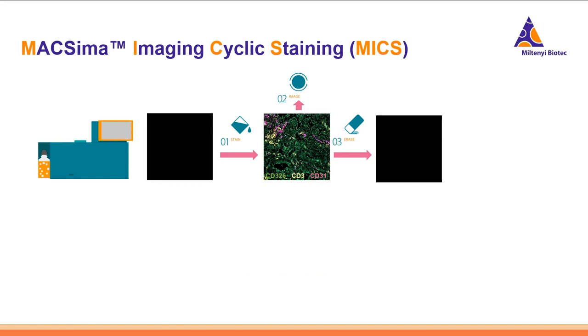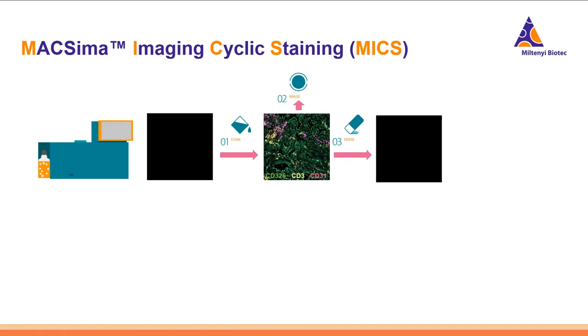We base our method on immunofluorescent cyclic staining. We call this Maxima Image Cyclic Staining, or MIX for short. In this approach, we're taking prepared tissue. This could be FFPE tissue sections on slides, or frozen sections. And within the instrument, we apply three basic steps.